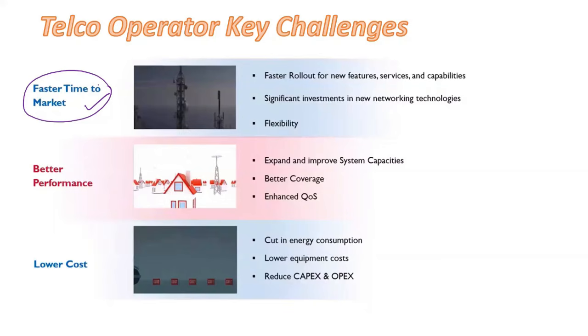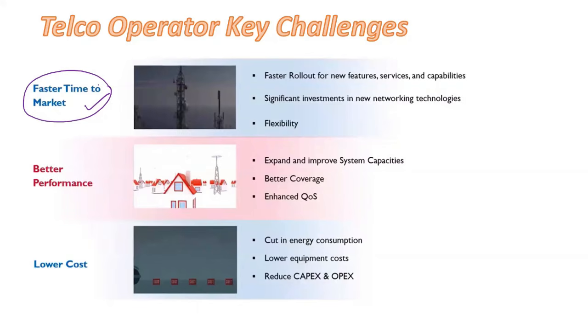Then we have better performance. It evolved during the pandemic, when people started to stay at home and work from home, right? So there was lots of capacity demand. So operators need to expand and improve the system capacities and the coverage. If people are staying indoors nowadays, we need to improve the coverage and enhance the capacity. So we know that there is an impact on the quality, right?